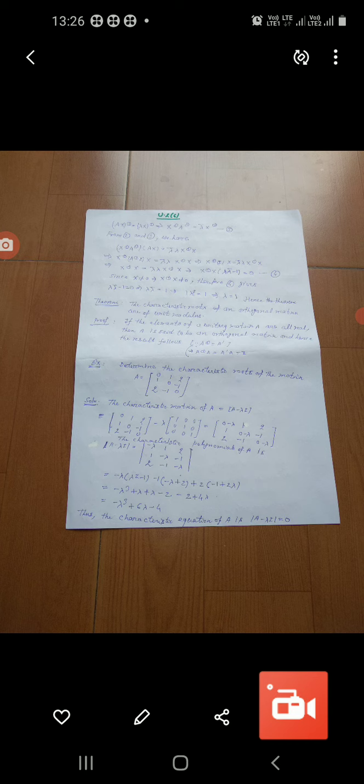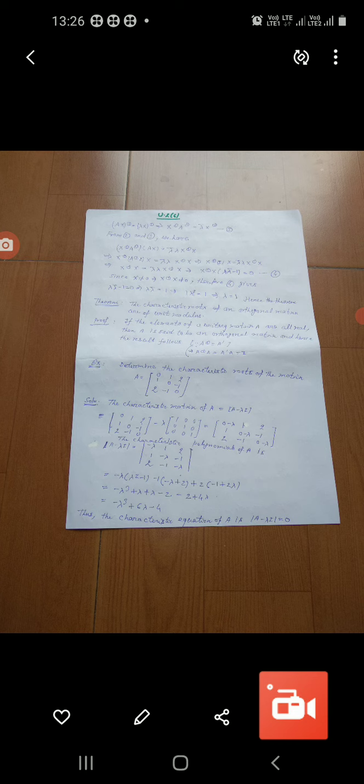Hence the theorem. So this is a very important theorem, and you should practice this theorem. Now the next theorem: the characteristic roots of an orthogonal matrix are of unit modulus.